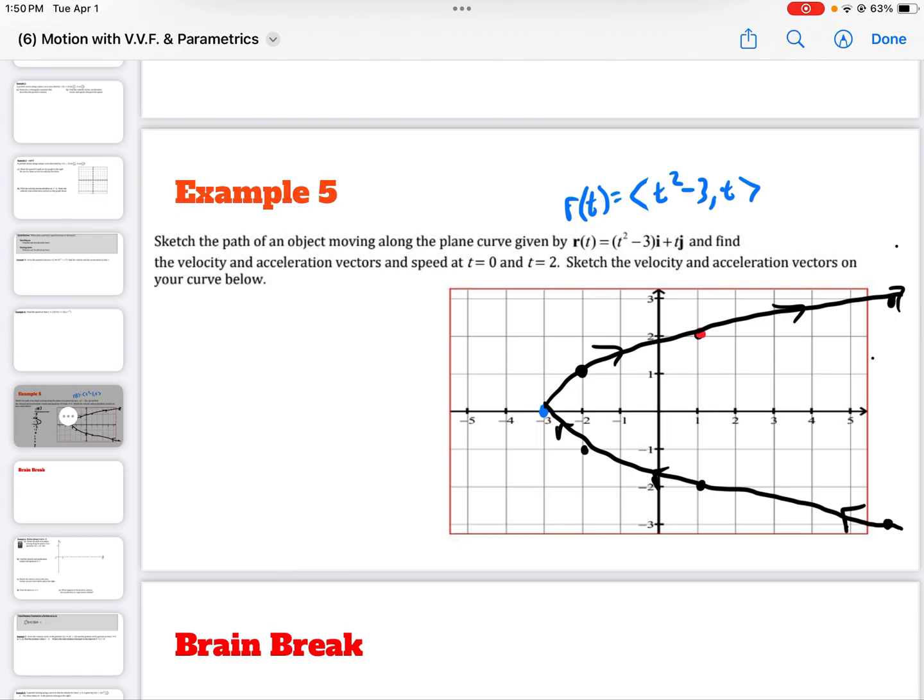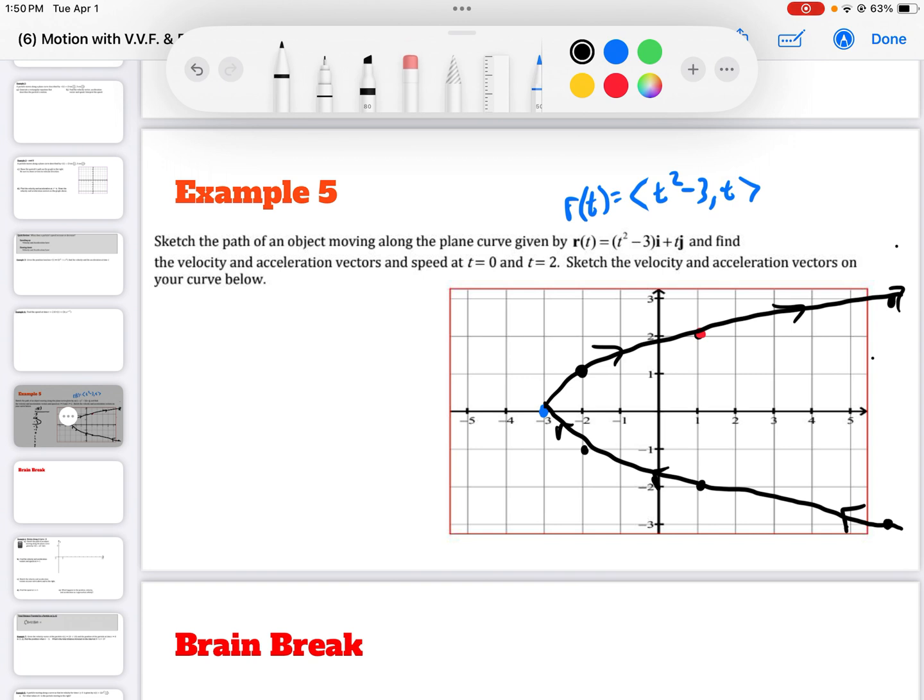All right, so I don't need this anymore. What I'm going to do now is find the velocity vectors and the acceleration vectors when time is 0 and when time is equal to 2. So the velocity vector is just the derivative of the position vector, which would be 2t and 1. So this is saying there's a constant y velocity of 1. So the y must be changing in the positive direction. So it's going up. Since that's positive, it's always going up, right?